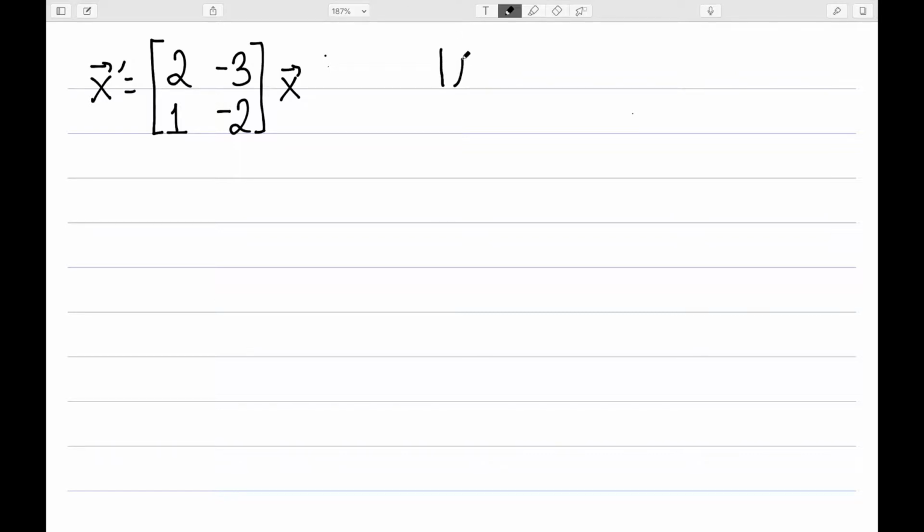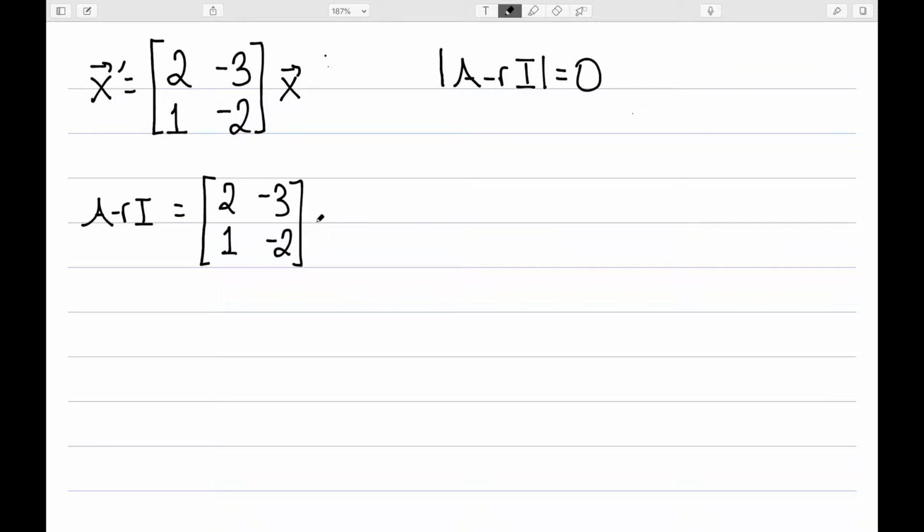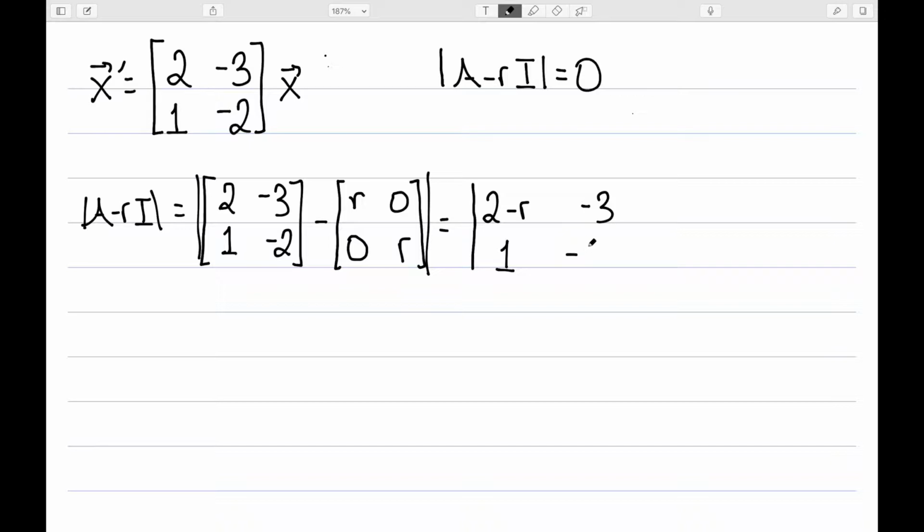The second step looks at the determinant of A minus rI equal to 0. Well, A minus rI, if I consider that, we know what our matrix A is. And rI has 1s on the main diagonal and 0s everywhere else, so rI is going to have r's on the main diagonal and 0s everywhere else. And since we want the determinant of this, we have the determinant of [[2 minus r, -3], [1, -2 minus r]].